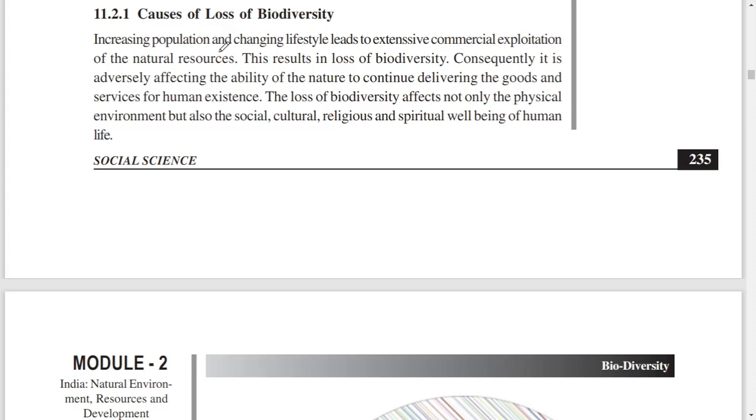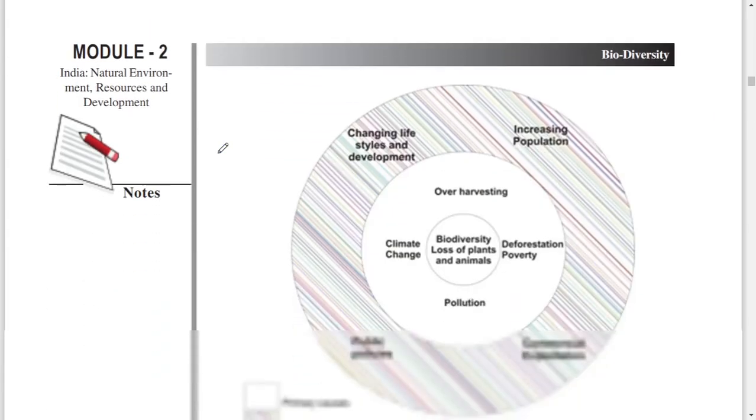Causes of loss of biodiversity. What problem will occur if there is biodiversity loss? Increased population and changing lifestyles lead to extensive commercial exploitation of natural resources. This results in loss of biodiversity, consequently adversely affecting the ability of nature to continue delivering the goods and services for human existence. The loss of biodiversity affects not only the physical environment but also the social, cultural, religious and spiritual well-being of human life.